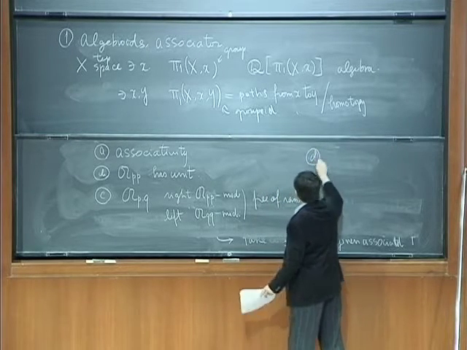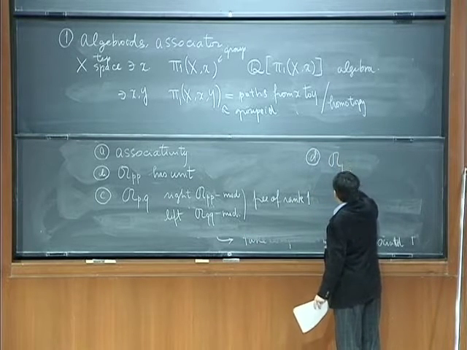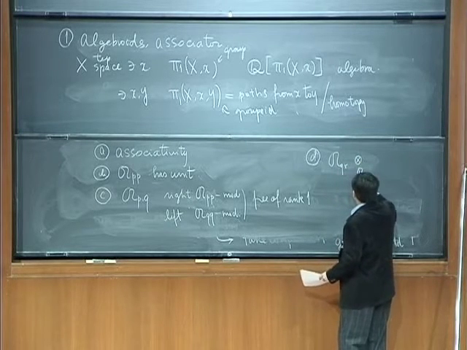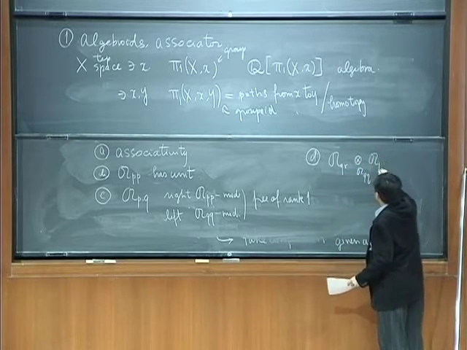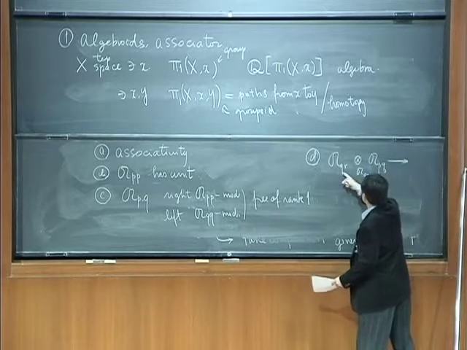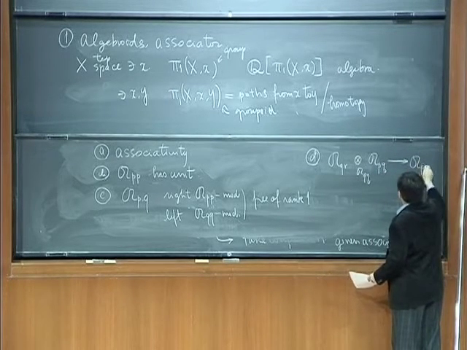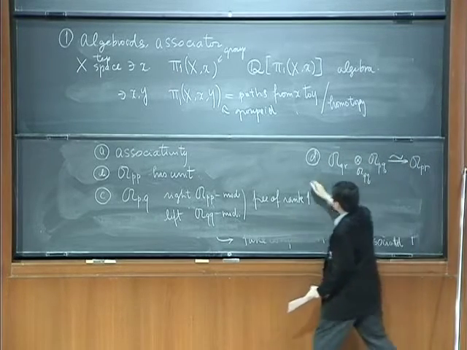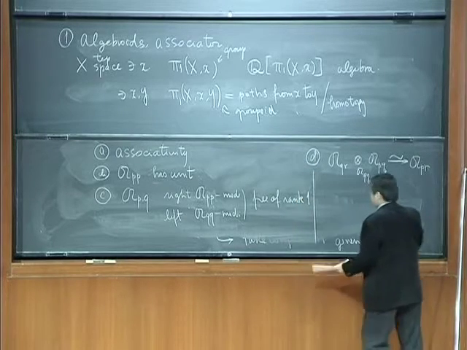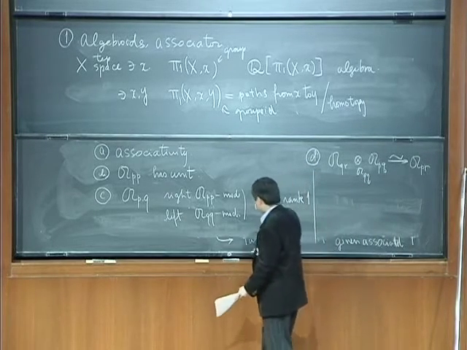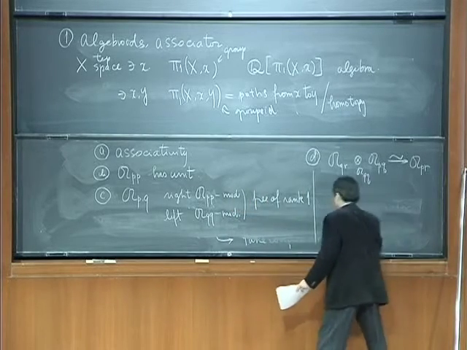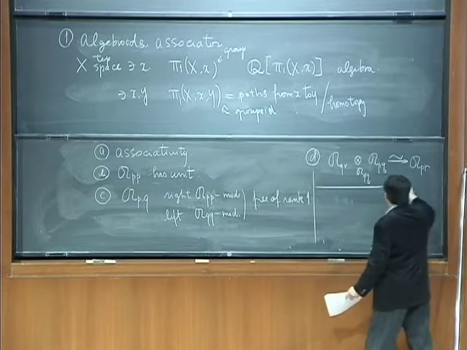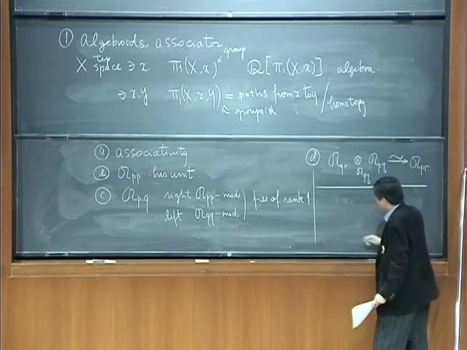The last condition is if you consider A_PQ tensor over R, R_PQ, Q tensor R_PQ, there is a natural homomorphism from this to R induced by this multiplication, but we assume that this is an isomorphism. We assume this. If this A, B, C, D is satisfied, then it is called an algebroid. Then we can define a homomorphism of algebroids.